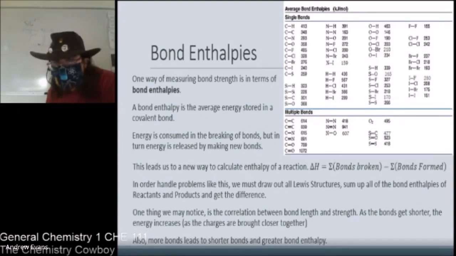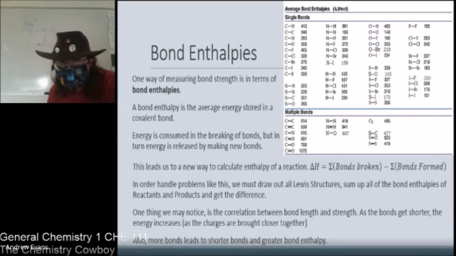So energy will be consumed when you break a bond. On the other hand, energy will be produced when you make a bond. When you pull two magnets apart, it will consume energy. When you put two magnets together, they will produce energy. And we can look at this to calculate how much energy will be produced.